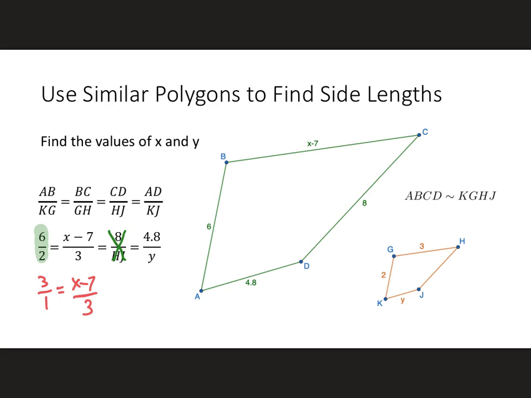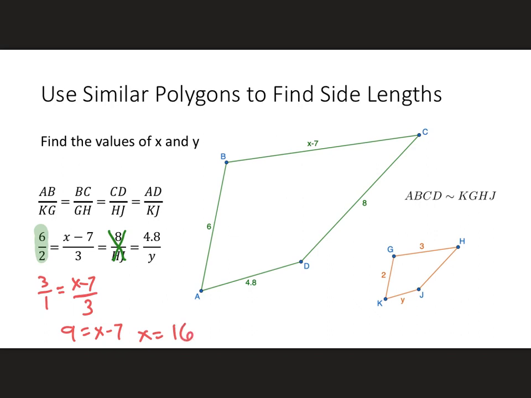So we can use the cross product. 3 times 3 is 9. And then 1 times x minus 7 is just x minus 7. By adding 7 to both sides of that equation, we'll arrive at x equals 16.